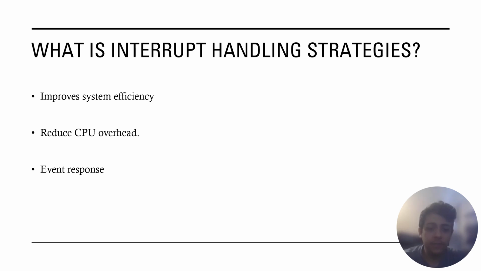So our next topic is: what are interrupt handling strategies? Well, interrupt handling is a process of managing and responding to hardware or software interrupts in a computer system. It ensures efficient execution by temporarily pausing the current task to handle high priority events. And so interrupt handling allows a system to respond to external or internal events without constantly checking for them. It also can improve the system efficiency by executing only when needed and reducing CPU overhead. Common interrupt handling strategies include polling, vectored interrupts, and priority-based handling.